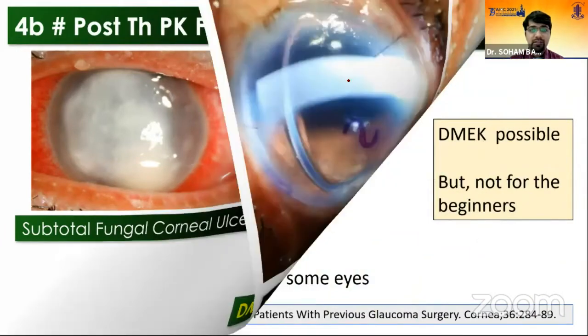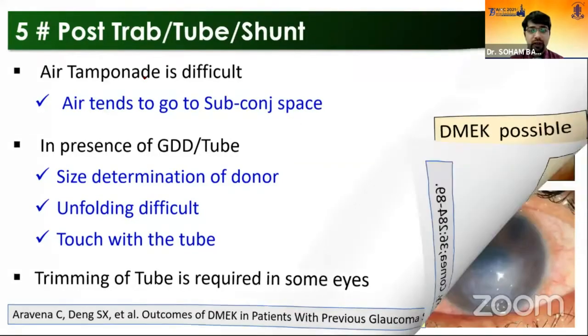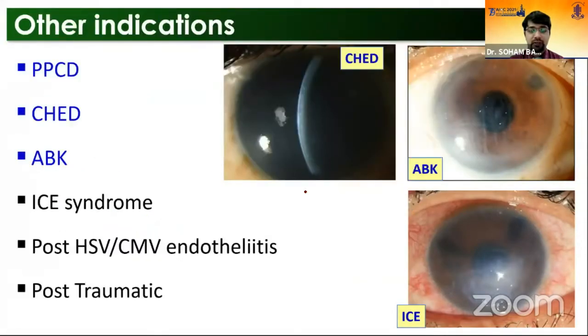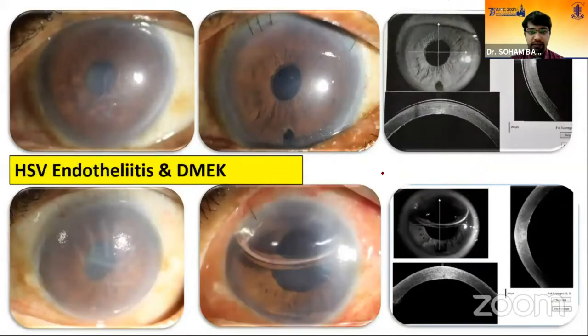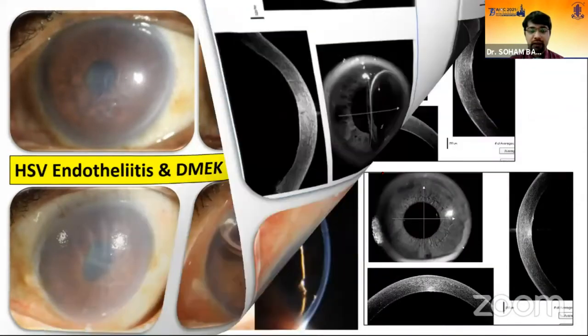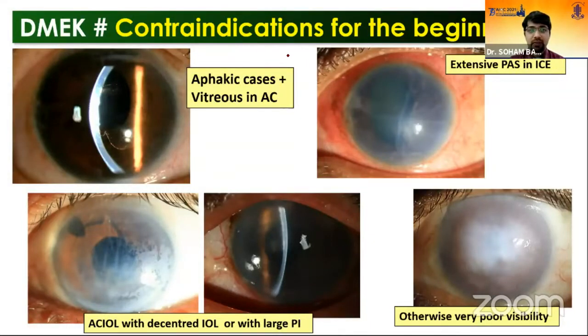In case of previous glaucoma surgery, due to the presence of a trabeculectomy or a tube shunt, air tamponade maintenance is difficult, and the tube itself can cause difficulty in unfolding, and there will be increased endothelial cell loss. Other indications that we encounter are posterior polymorphous dystrophy, CHED, ICE syndromes, and post-viral endothelial decompensation. These again would be moderate to difficult due to the challenging AC anatomy.